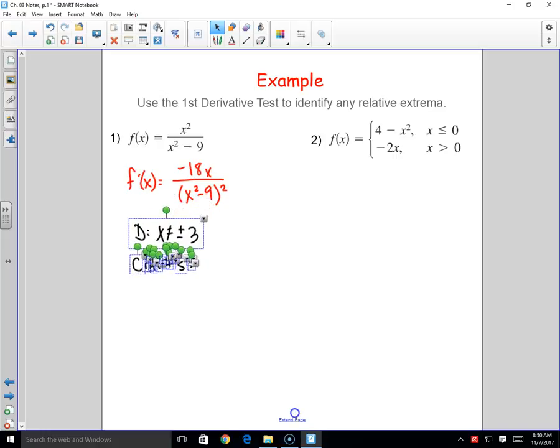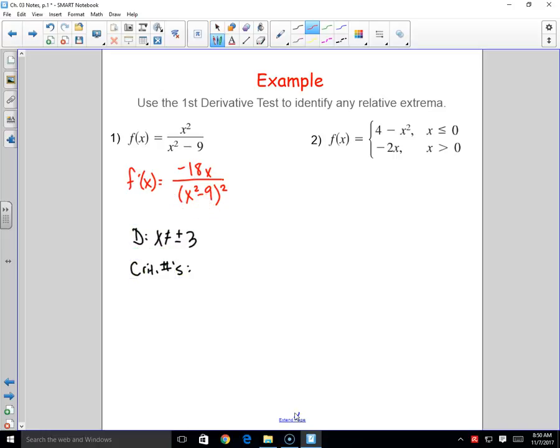What are the critical numbers? We have x equals 0 from this one. And then we set the bottom equal to 0. Oh, wait a minute, that's at x equals plus or minus 3. Don't we already have those? So remember, we already have plus or minus 3. So the only new one we're going to add in is x equals 0.